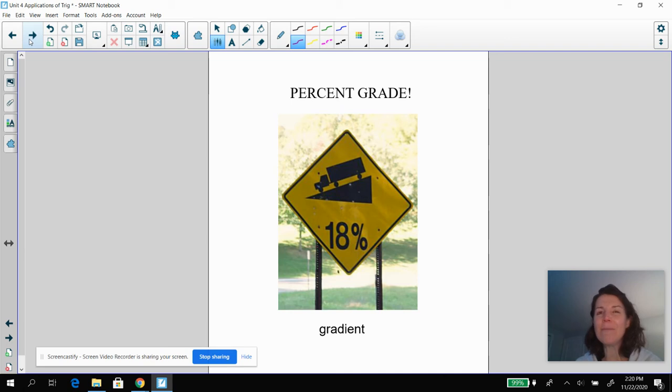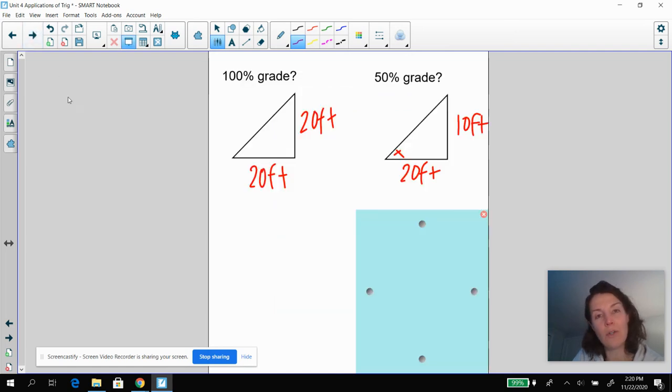So if you saw an 18% grade, you wouldn't be exactly sure what that meant. But what if you saw a 100% grade? So let's say a 100% grade, you would know that for every foot you go up, you go horizontal, right? For every foot you're going horizontal, you're going up 1 foot, over, up, right? A 50% grade would be, well, I'm going to go up half as much. So every time I go horizontal 1 foot, I'm only going up a half a foot. And that would be a 50% grade.